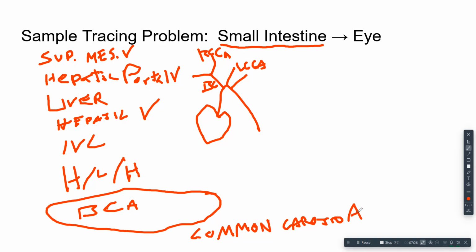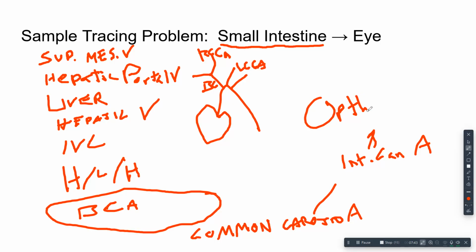Then we take the common carotid artery to the internal carotid artery, and don't abbreviate like I'm doing, on a test, of course. And then we take the internal carotid artery to the ophthalmic artery. And that's going to take us to the eye. Boom. Done.